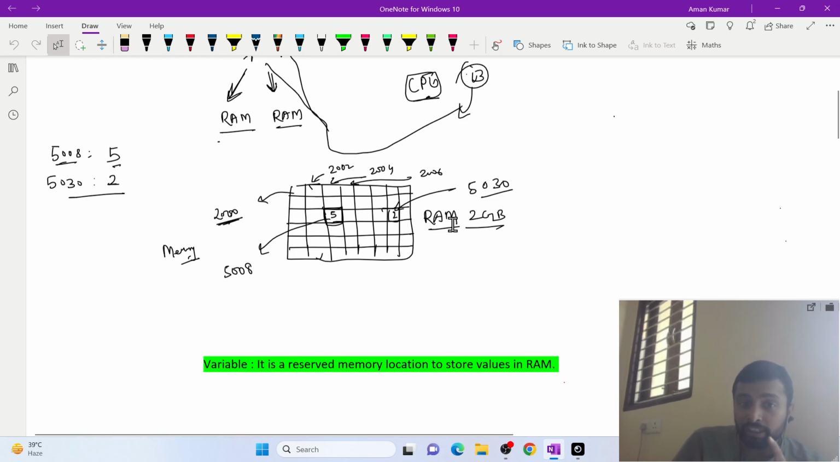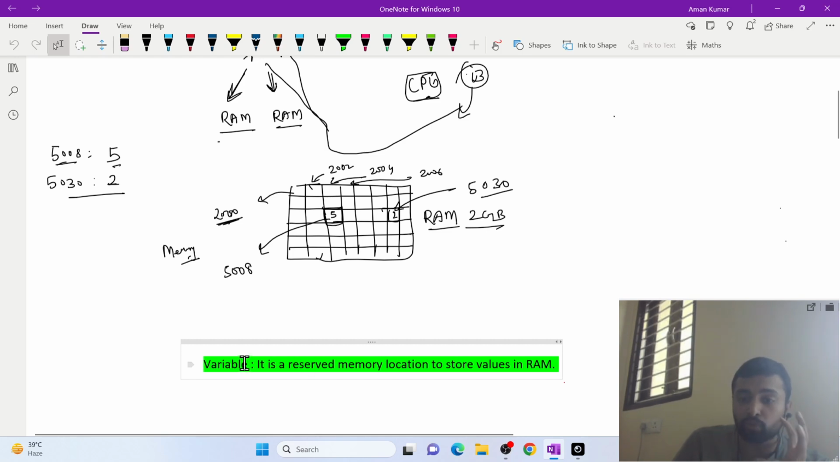So here you can say this was the RAM, and this is the value that we have stored, and the reserved memory locations are 5008 and 5030. This is the reserved memory. The computer will not overwrite this value until and unless it is deleted. That is the meaning of reserved memory. Once the computer has assigned the value at this memory location, nobody can now store any value at this memory location. That is the meaning of a rigid memory location.